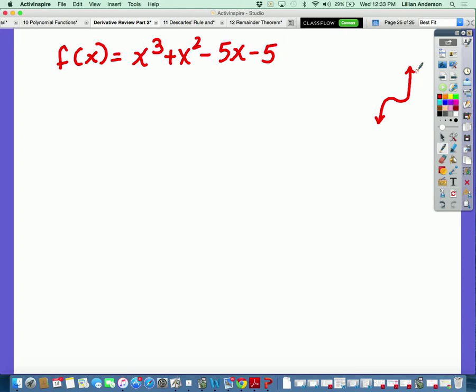So in some shape or form, it should look like this. Okay, so the right end should go up, the left end should go down. It's always good to have an idea of what these things look like. It makes things a lot better when you actually graph them. Okay?